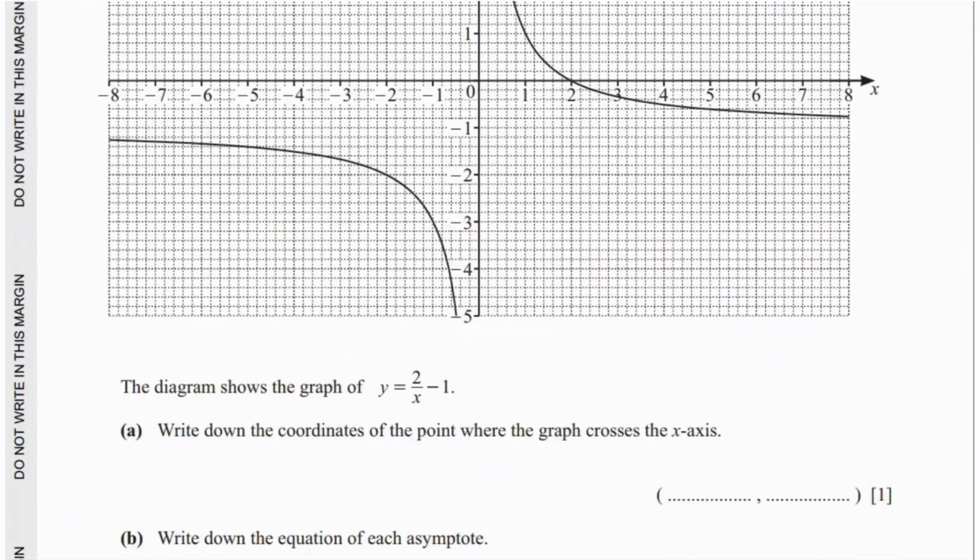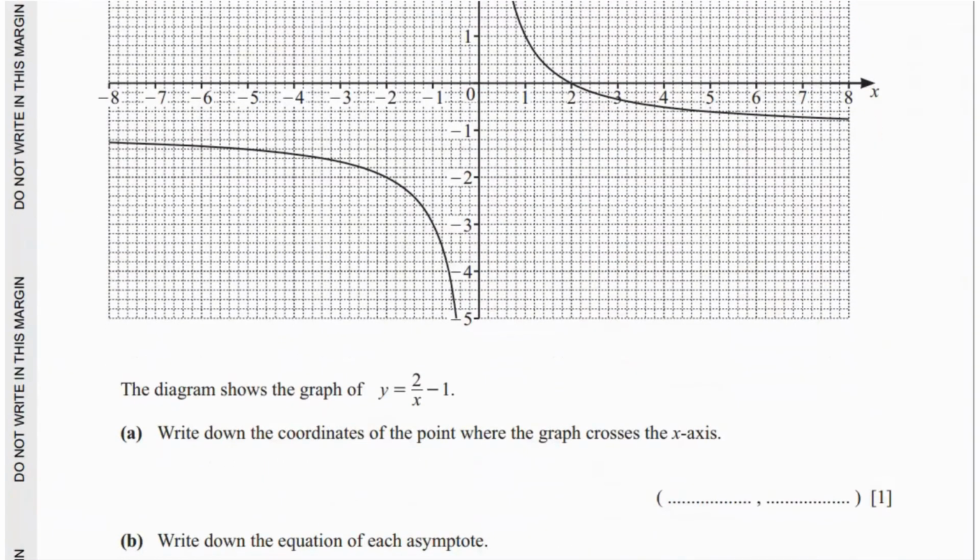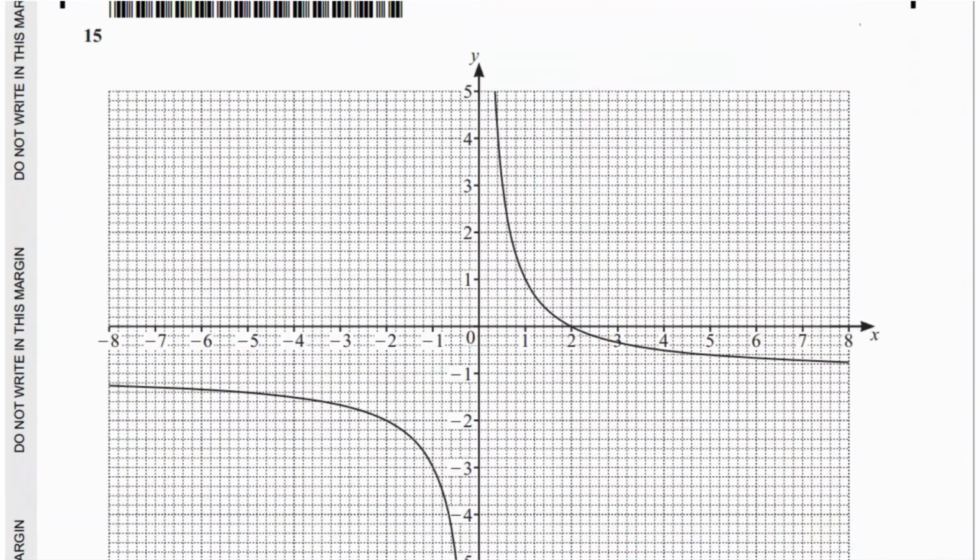Then it says that the diagram shows the graph of y equals 2 over x minus 1. Write down the coordinates of the point where the graph crosses the x-axis. So on the x-axis, it's crossing over here. And that's at 2, 0. So that's your answer for that.